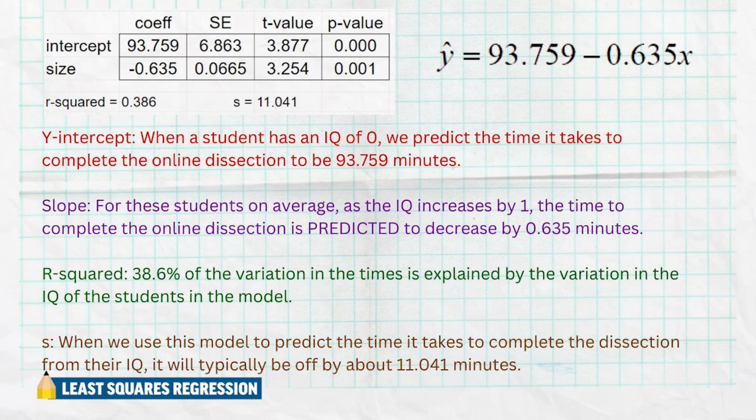Don't forget that the other three columns, SE, T-value, P-value, are not typically used until Unit 9. So right now we're just going to ignore them.